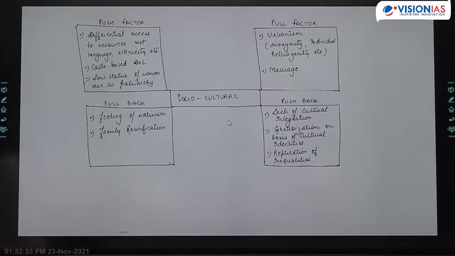Then similarly, you can talk about socio-cultural factors: differential access to resources based on primordial identities, caste-based division of labor, patriarchy, low status of women due to that. Then pull factors would be urbanism, heterogeneity, anonymity, individualism, marriage. Then pushback: ghettoization, replication of inequalities, lack of cultural integration. Then pullback: feeling of nativism, family reunification. It is easy to understand what is being written.